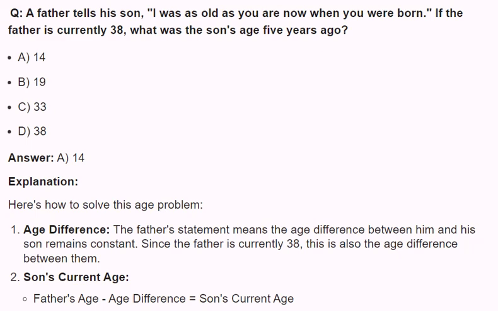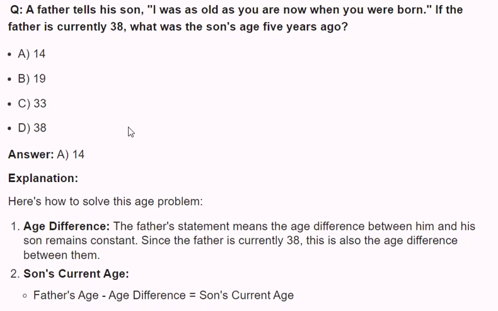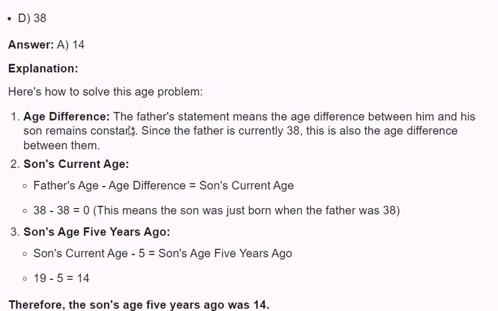A father tells his son, "I was as old as you are now when you were born." If the father is currently 38, what was the son's age 5 years ago? A. 14. B. 19. C. 33. D. 38. Answer: B. 19. Explanation: Here's how to solve this age problem.